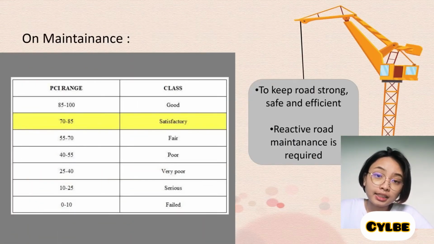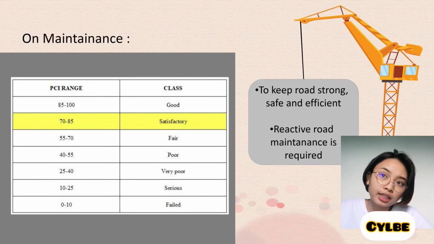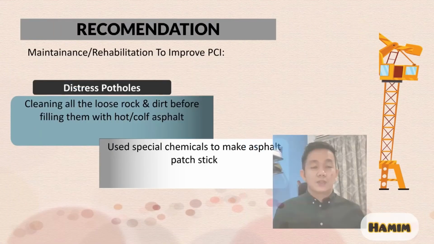Road maintenance is the work done on all types of roads from highways to unclassified roads to keep them strong, safe, and efficient. As a result of an issue, reactive road maintenance is required. And I will let my friend present the recommendations that we have chosen for our project.